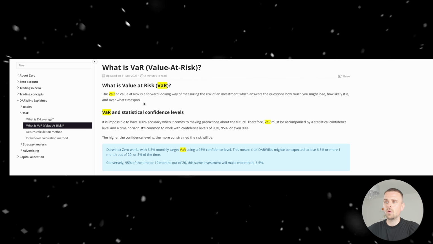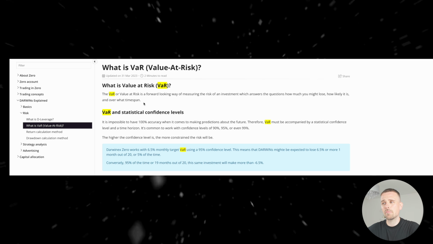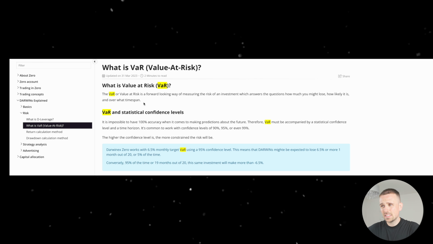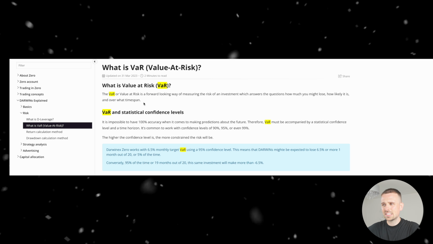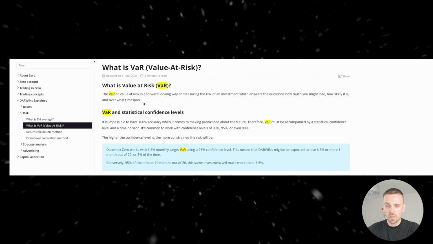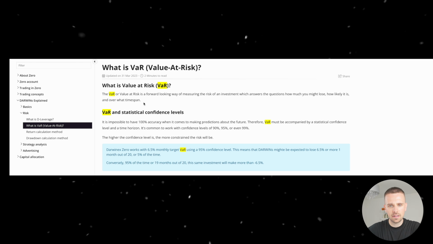Now, Darwinex Zero works with a 6.5% monthly target of VAR using a 95% confidence level. This means that Darwins might be expected to lose 6.5% or more 1 month out of 20, or 5% of the time. On the flip side, it means that 95% of the time, or 19 months of 20, the same investment will make more than minus 6.5%. VAR is essentially a forward-looking measure. This kind of describes what could happen in the future.